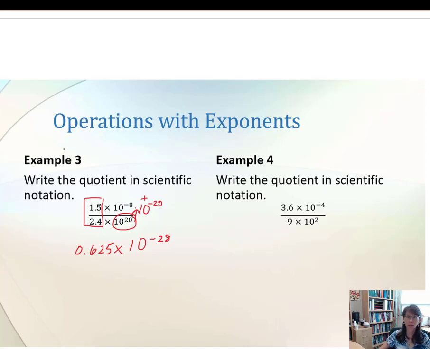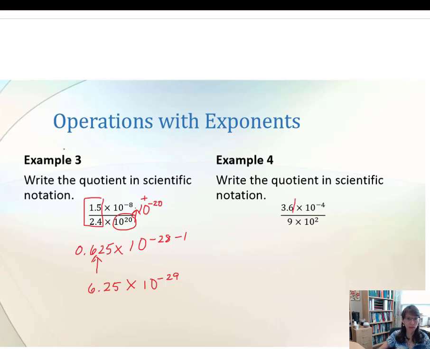Is 0.625 a number between 1 and 10? The decimal should be placed in between 6 and 2. 6.25 is a number between 1 and 10. But notice this time we did not shrink our number, we increased our number by a factor of 10. So that means to compensate we need to decrease by a factor of 10 on this term. So we'll end up with times 10 to the negative 29. If we're increasing the value of 0.625 by a factor of 10, we need to decrease this base of 10 by a factor of 10.